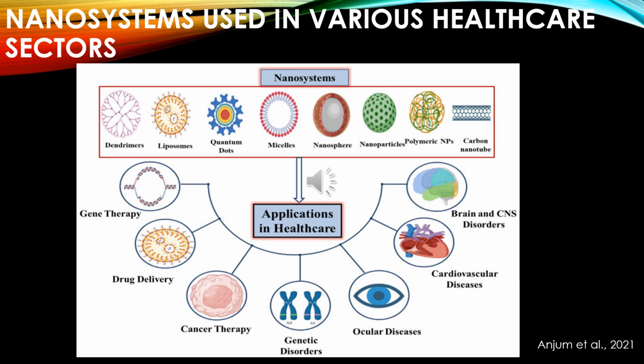Cardiovascular disease, this is one of the major diseases that most of the world is currently facing. So nanostructures and nanosystems are effectively used in treating several cardiovascular diseases. Brain and central nervous system disorders, this is a very important organ of the human body. The nanostructures and nanosystems are very effectively working in treating several brain diseases and disorders.